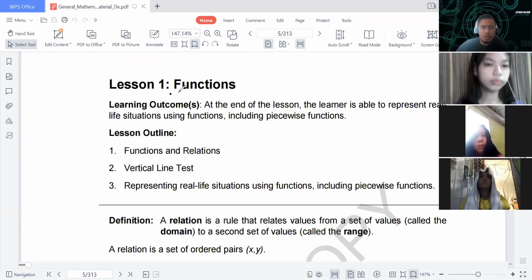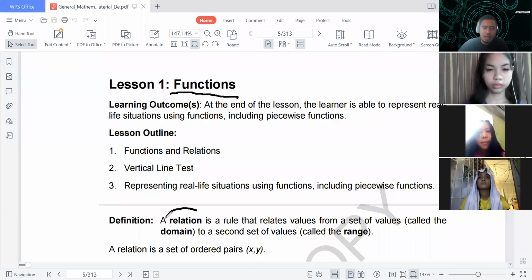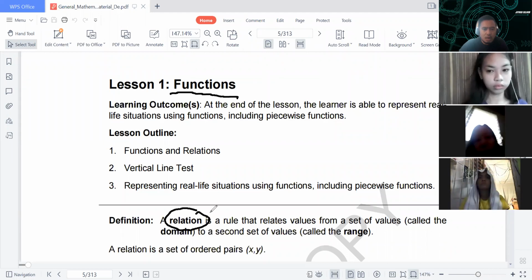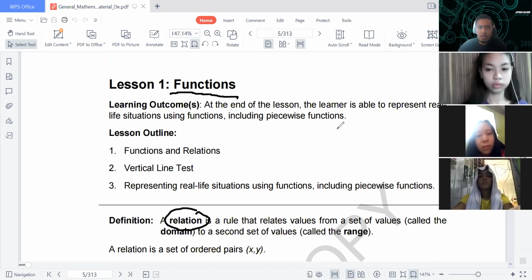So our first topic is all about functions. What is a function? Before we understand function, we should first understand what a relation is. So what is a relation? A relation is a rule that relates values from a set of values called the domain to a second set of values called the range. Something like this.